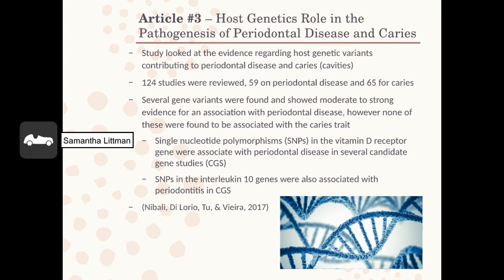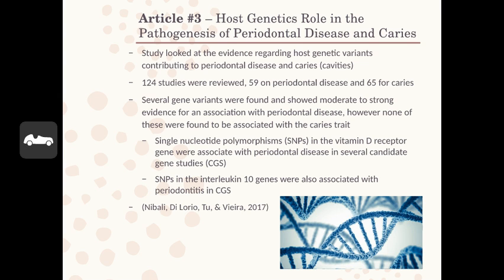The final article of this case study is on host genetics' role in the pathogenesis of periodontal disease and caries. The study looked at the evidence regarding host genetic variants contributing to periodontal disease and caries, also known as cavities. 124 studies were reviewed, 59 of which were on periodontal disease and 65 were on cavities. Several gene variants were found and showed moderate to strong evidence for an association with periodontal disease. However, none of these were found to be associated with the caries trait.